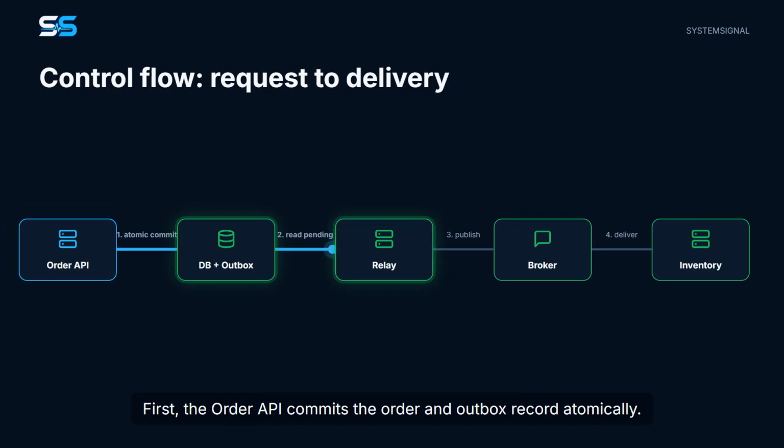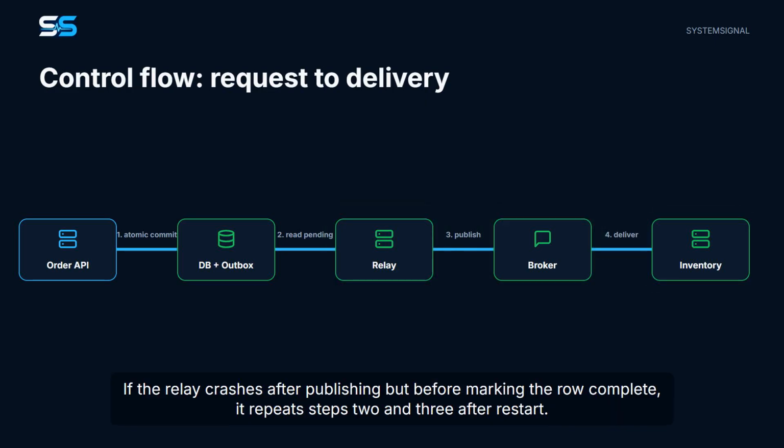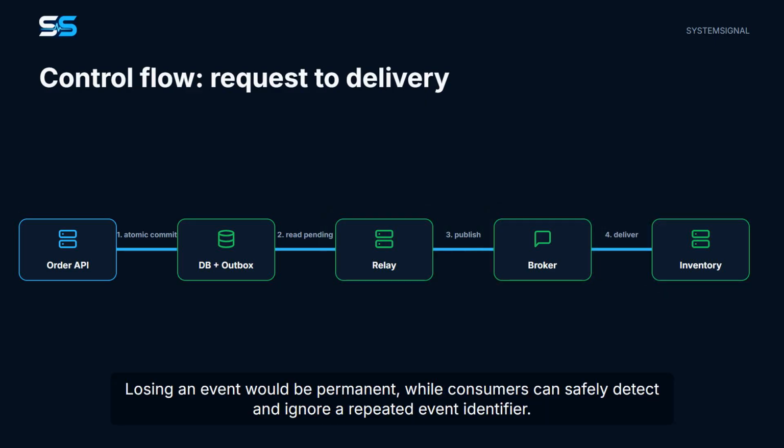Here is the complete control flow. First, the order API commits the order and outbox record atomically. Second, the relay reads the pending record. Third, it publishes the event to the broker. Fourth, the broker delivers it to inventory. If the relay crashes after publishing, but before marking the row complete, it repeats steps 2 and 3 after restart. That duplicate is intentional. Losing an event would be permanent, while consumers can safely detect and ignore a repeated event identifier.